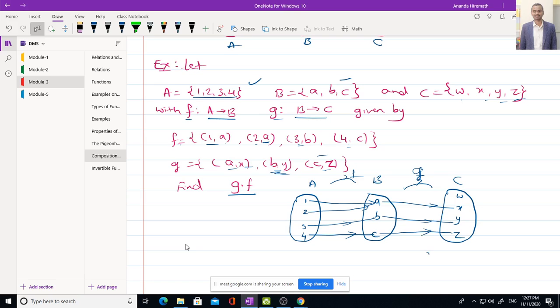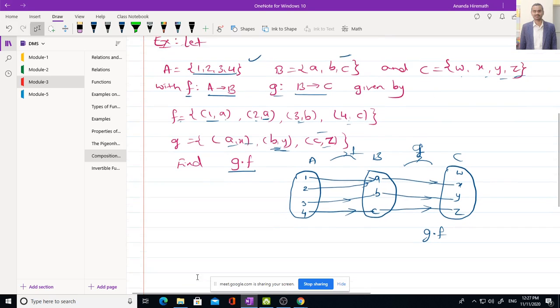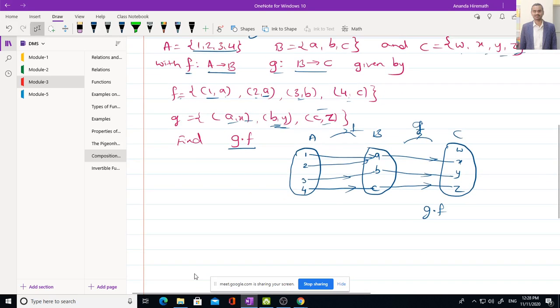Now we need to find g composition f. By referring to the diagram you can directly write it. See, 1 is ultimately mapped to x, so (1, x), because first 1 is mapped to a, and in turn a is mapped to x. Comma, 2: 2 is mapped to a, which is again mapped to x, so (2, x). What about 3? 3 is mapped to b, b is in turn mapped to y, so (3, y).